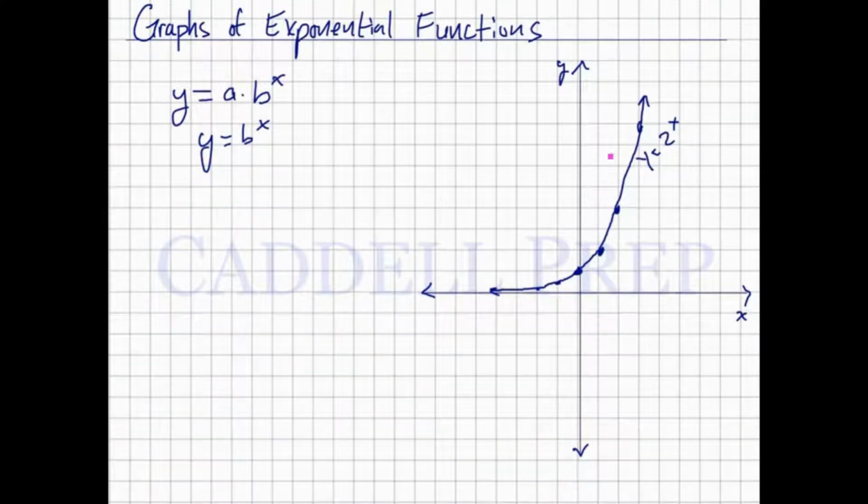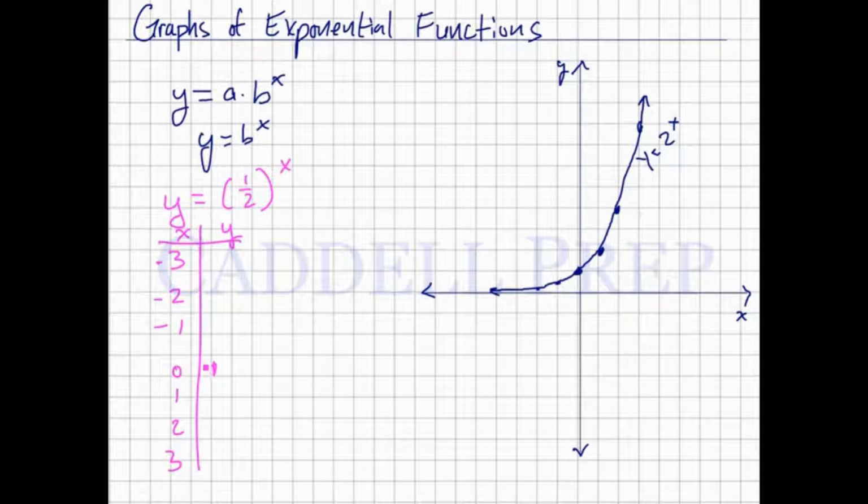Let's look at another one in relation to this. So instead of y equals 2 to the x, y equals 1/2 to the x. Alright, so now let's put our numbers in. Negative 3, negative 2, negative 1, 0, 1, 2, 3. That would be our x, and let's find out what y is. So let's start with 0 again. So 1/2 to the 0 is going to be 1, because any number raised to the 0 power is 1. Let's put 1 in. 1/2 to the first is just going to be 1/2.